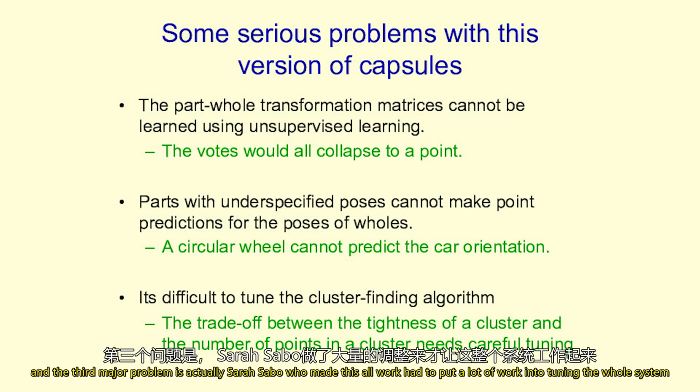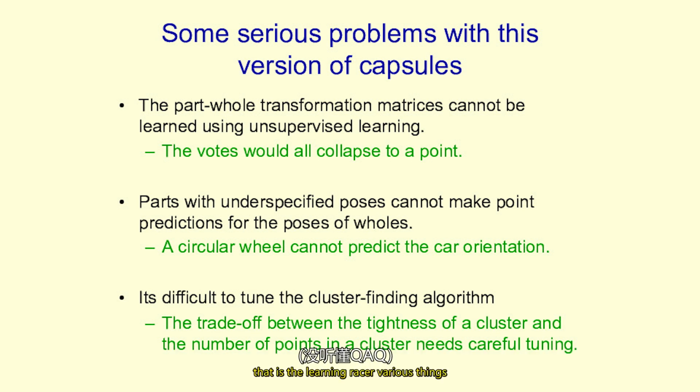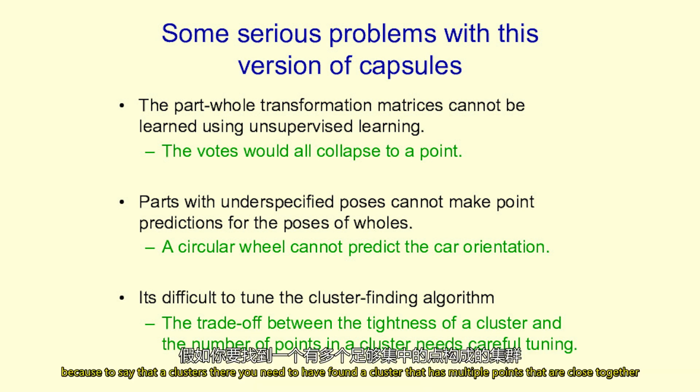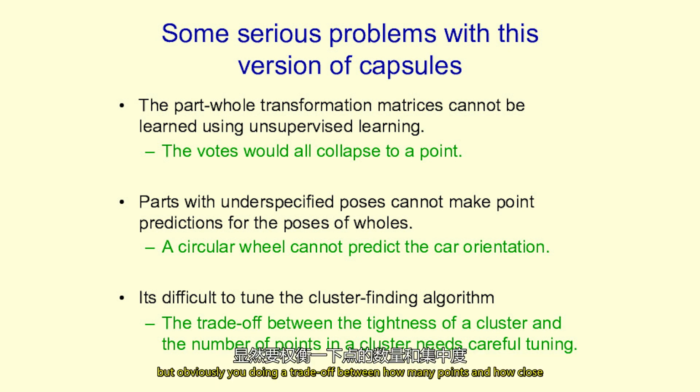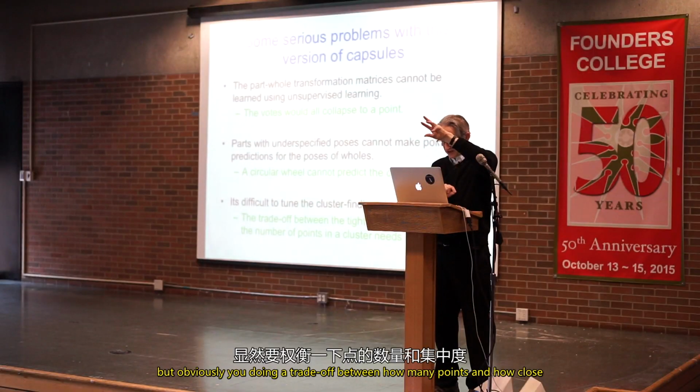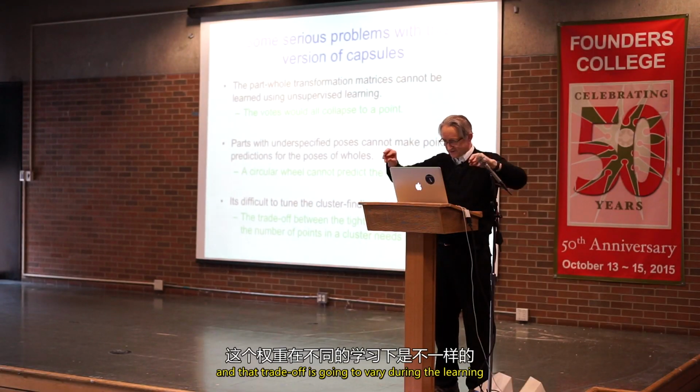Right? And the third major problem is, actually, Sara Sabour, who made this all work, had to put a lot of work into tuning the whole system. That is, the learning rates of various things. Because to say that a cluster's there, you need to have found a cluster that has multiple points that are close together. But obviously you're doing a trade-off between how many points and how close. And that trade-off is going to vary during the learning.